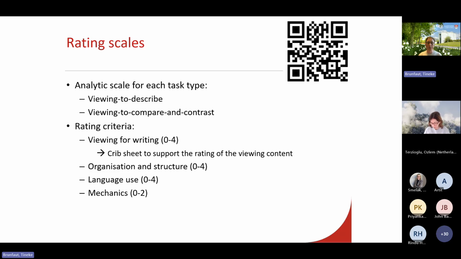The first one, viewing for writing. So that focuses on the content of the writing, so influenced by the video input. And we developed a crib sheet to help mark that, and I'll show you in a minute. The second criterion was organization and structure, so marked out of 4. The third criterion is language use, and then finally mechanics, which was weighted less heavily.